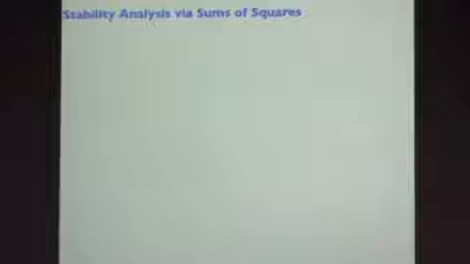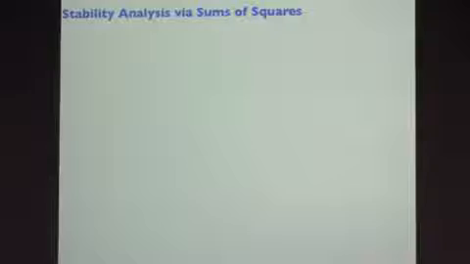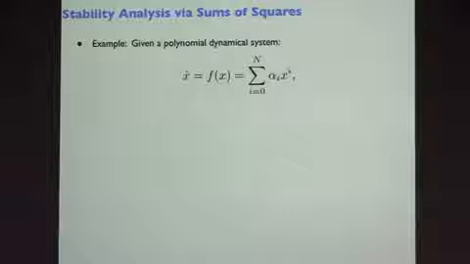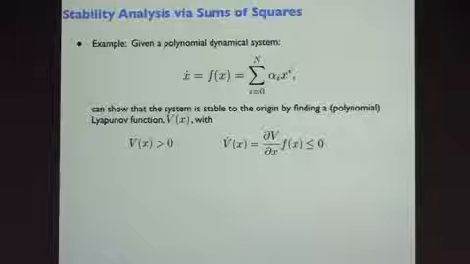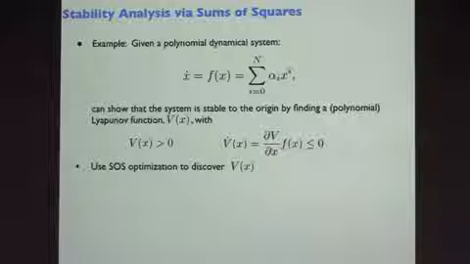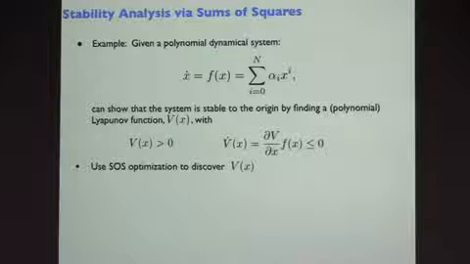Okay, so let's see if we can take the sum of squares analysis, the ability to search over positivity of polynomials, and use it to automatically discover Lyapunov functions. So if I give you a polynomial dynamical system, and you want to prove it's stable, what you have to do is search over Lyapunov functions which are positive, that's a sum of squares constraint, and such that the derivative, which is the gradient of a polynomial times another polynomial, is still a polynomial less than 0. That's just two sums of squares constraints. And we can use sums of squares optimization now to discover a V that proves stability of the system.